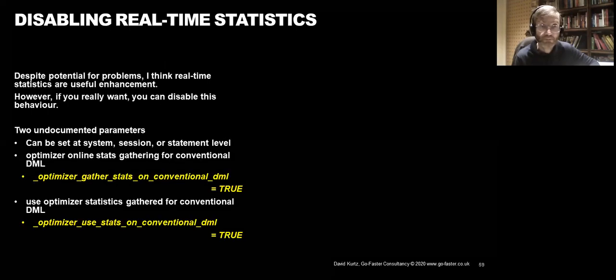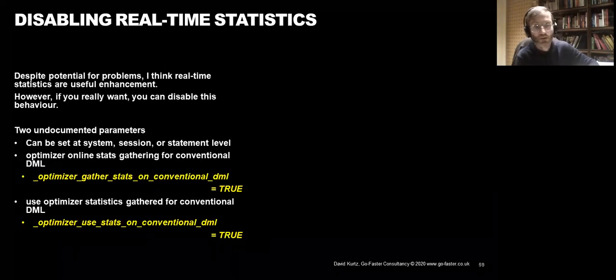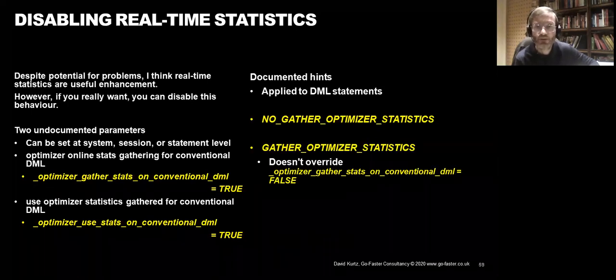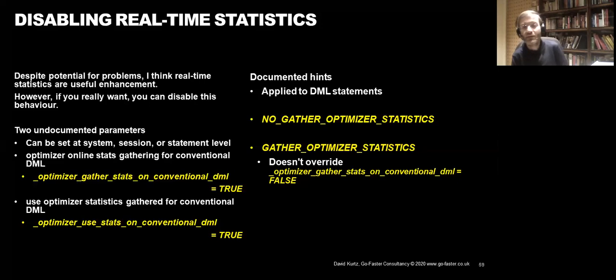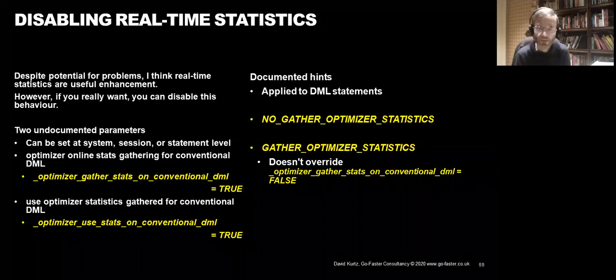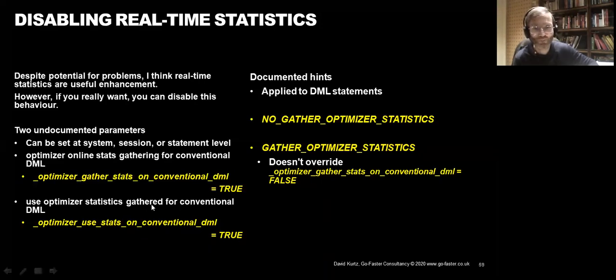You can disable it. It's a couple of underscore parameters, of course not documented, where you can disable stats collection, or you can disable the use of the stats. And there's a hint introduced in 12.1, no gather optimizer stats, and that controls the direct path collection in 12.1, but it also extends to real-time stats. In 19, it will control real-time stats collection on conventional DML. But turning it on with the gather optimizer stats hint does not override turning it off with the underscore parameter. It's an unusual case of the specific not overriding the generic.